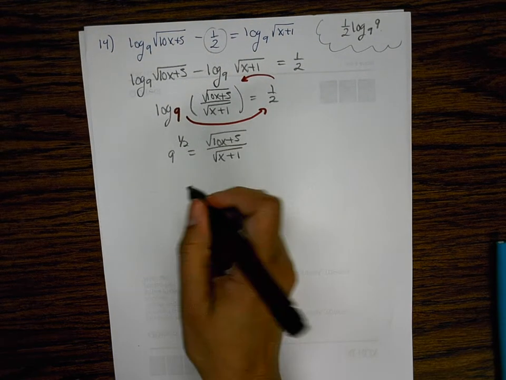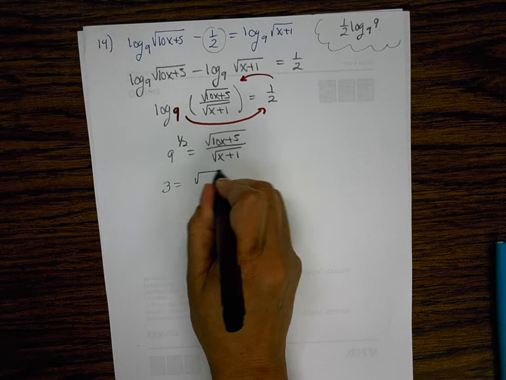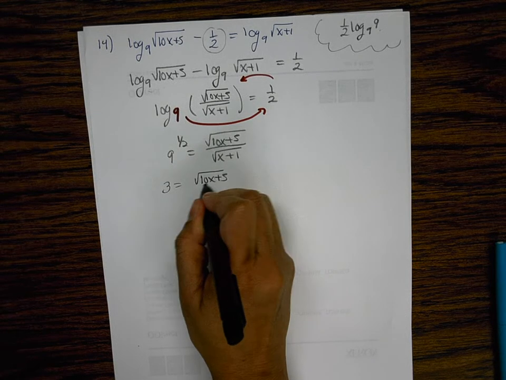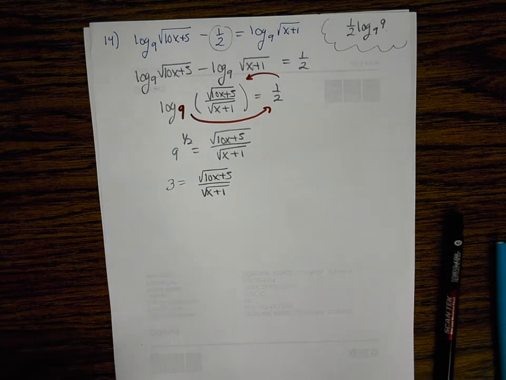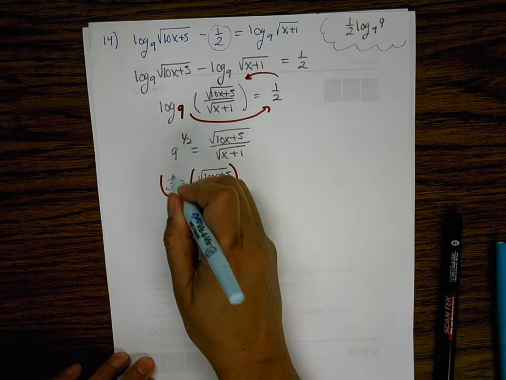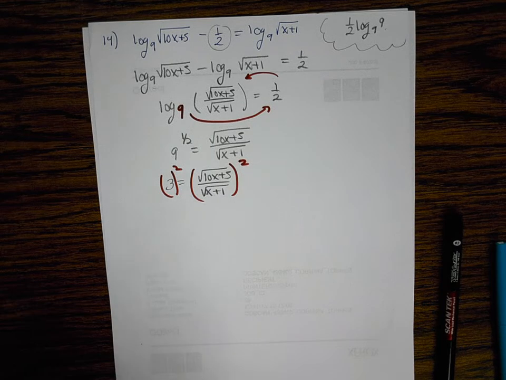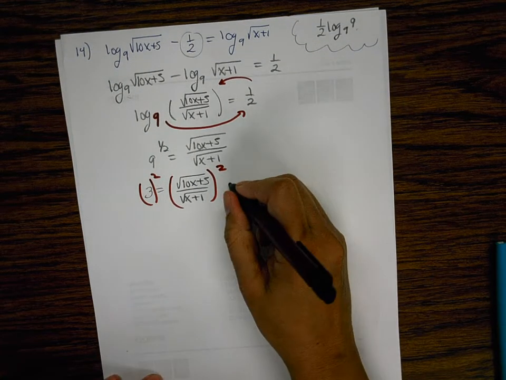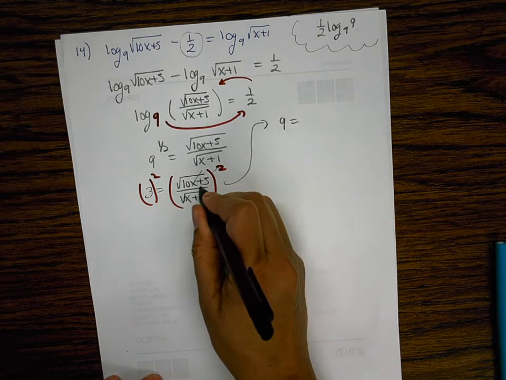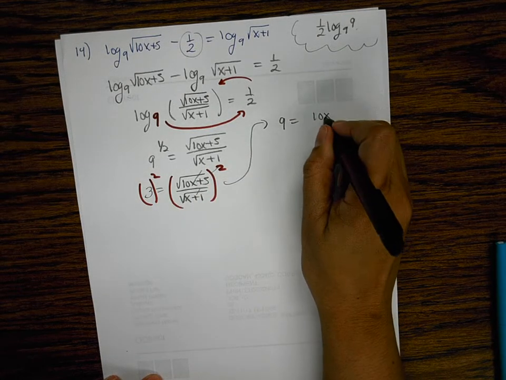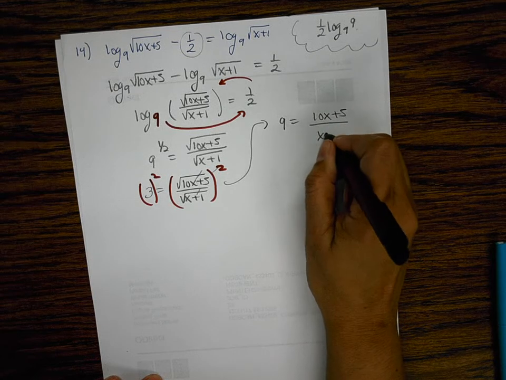I'm just going to take the square root of 9, which is 3. You technically don't have to, and I'll show you why in just a little bit. I am going to square both sides because you undo a square root by squaring. Square roots and squares are inverse operations. They undo each other. 3 squared is 9. Undo the top radical and the bottom radical: 10x plus 5 over x plus 1.